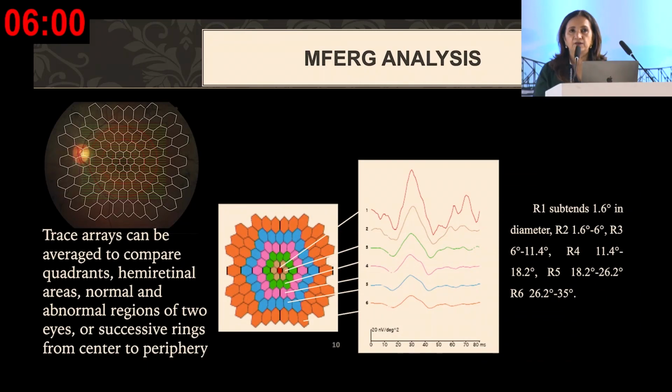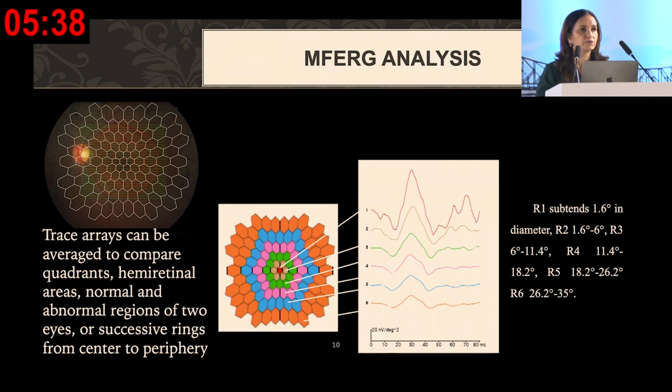Further, for analysis, the system itself divides the responses into concentric rings. This is very useful because of some diseases, especially in drug toxicity. In multifocal ERG, we know that some drugs affect the fovea, some affect the perifovea, some affect the annular area around the fovea.